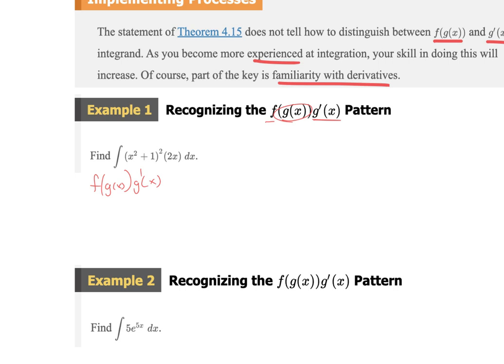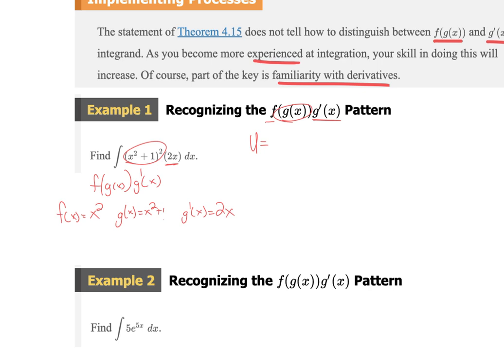If we look at this, f of x equals x squared. G of x equals x squared plus 1. And g prime of x equals 2x, the derivative. So we have all of these parts. We have f of g of x and we have g prime of x. So we can take the integral of that. Now, what I would like to do is to do this using u substitution and show you how that works, because this is more commonly used.